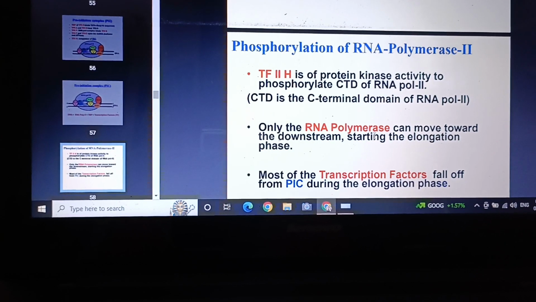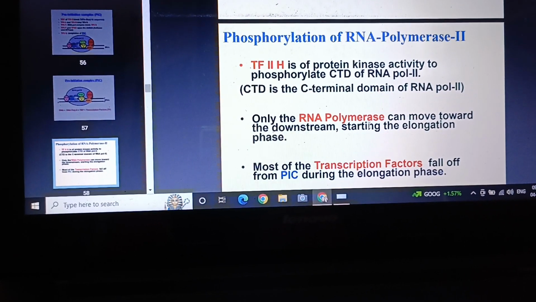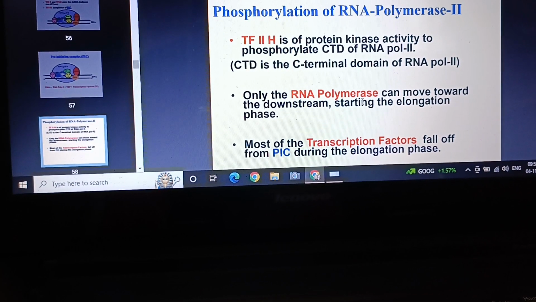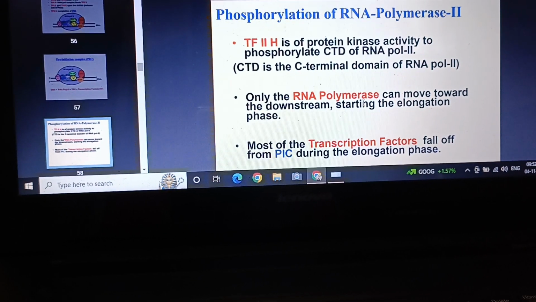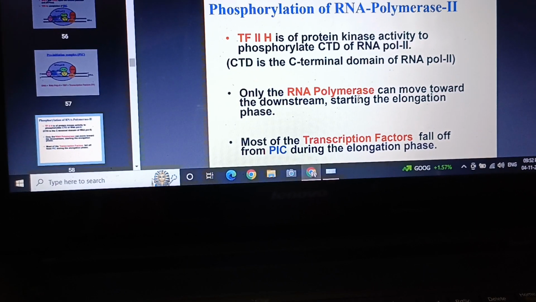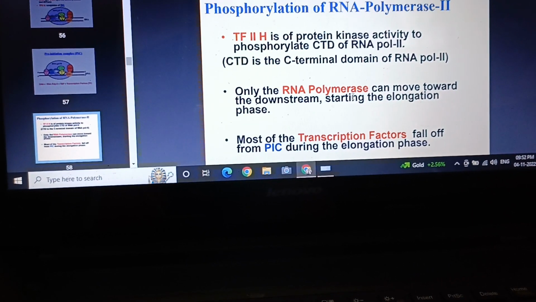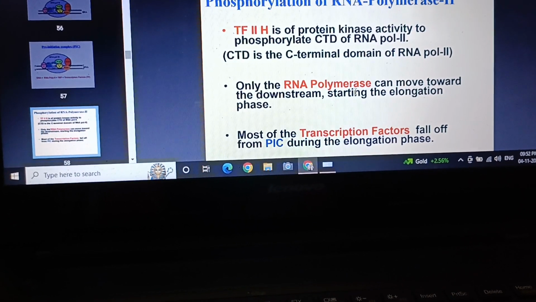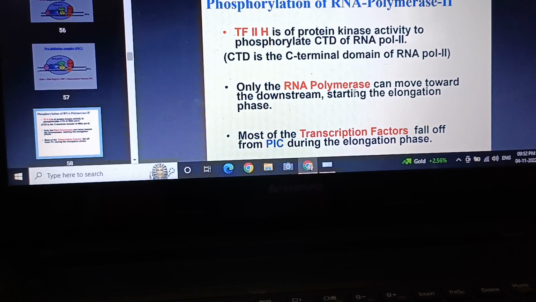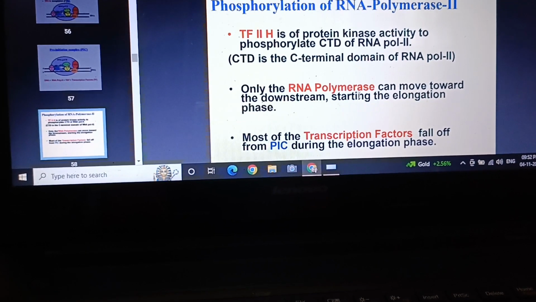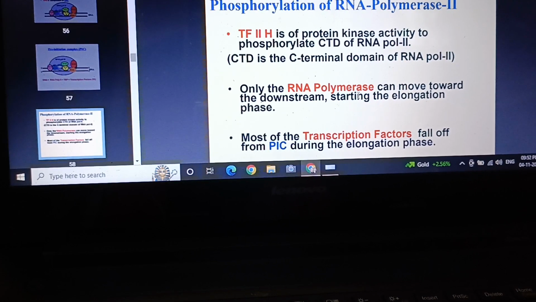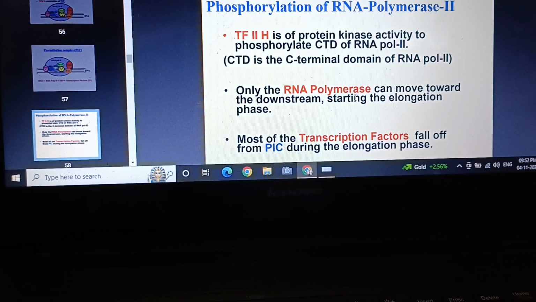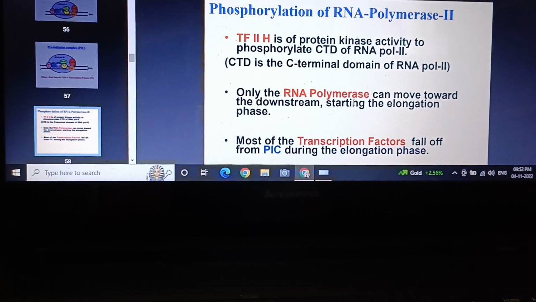After that, what will happen? Phosphorylation of RNA polymerase 2. TF2H has protein kinase activity to phosphorylate the CTD of RNA polymerase. CTD is the C-terminal domain of RNA polymerase 2. So the C-terminal domain of RNA polymerase 2 will get phosphorylated with the help of transcription factor 2H. Okay. Only after that can the RNA polymerase move towards the downstream.